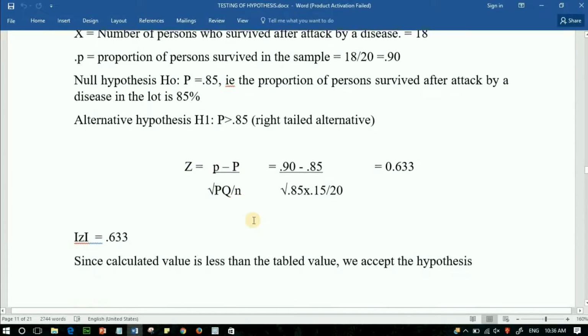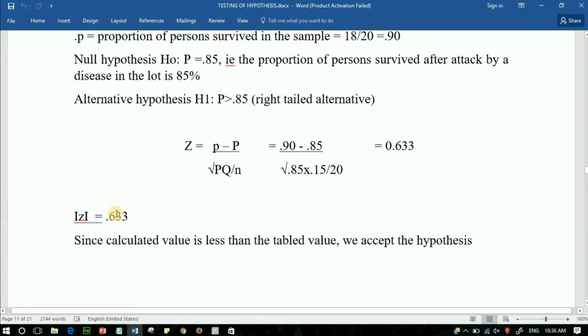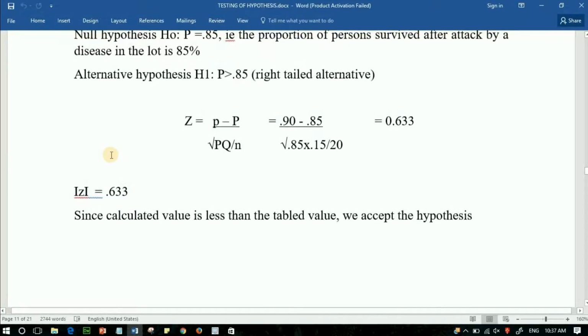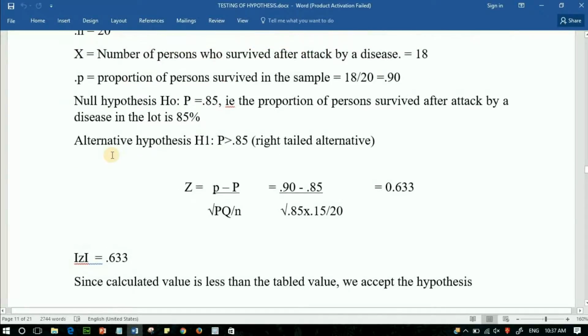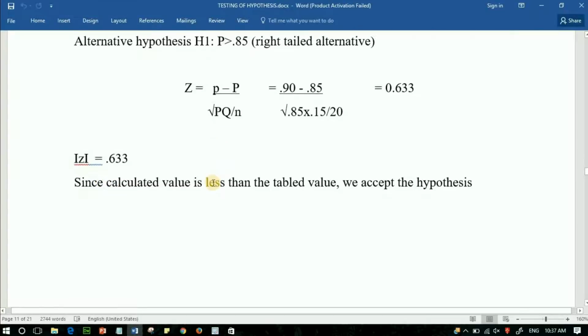When applying this, we get the calculated value 0.6333. Whether it is positive or negative, the absolute value is 0.633. So, at 5% level of significance, that is alpha equal to 5% which we already took, the table value is 1.96. So the calculated value is less than the table value. We accept the hypothesis.